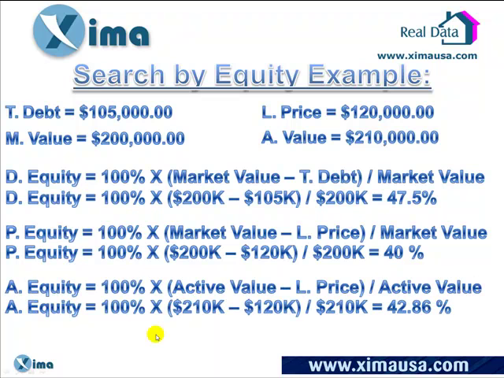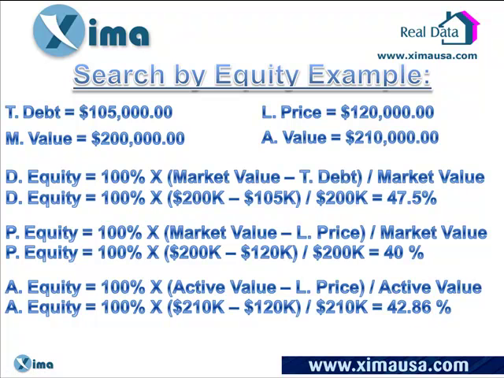And the last type of equity would be the active equity, and I would calculate it by multiplying 100% times $210,000, which is the property's active value, minus $120,000, which is the listing price, and I divide that by the active value, which is $210,000. It tells me that this property has a 42.86 active equity ratio.